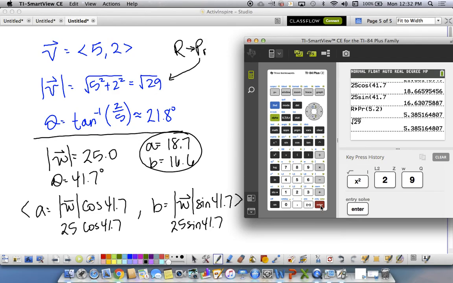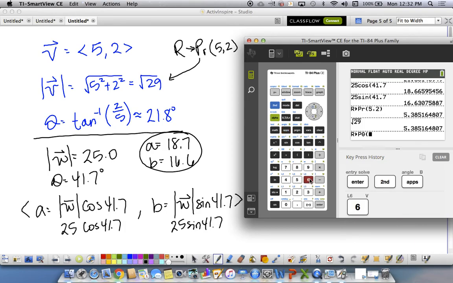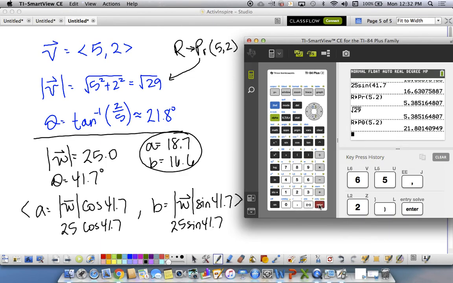I have to put in the components. If I go back and hit second angle, going down to number 6, the R, P, theta, and I hit 5, comma, 2, put in your components, parentheses, enter, it gives you 21.8 degrees. So put in your components and it gives you the direction.